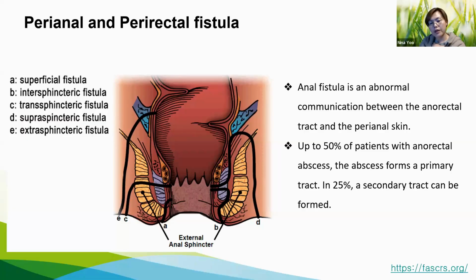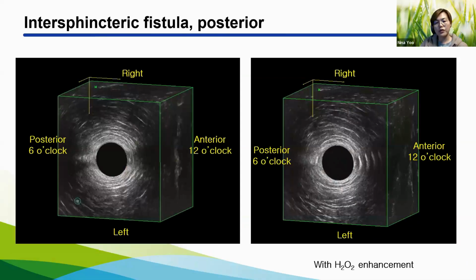Besides the abscess, you can also diagnose fistula. Well, if you consider abscess an acute form of an infection, fistula is a chronic infection. So chronic infection can create abnormal communication between the anorectal tract and the perianal skin, and the fistula can be named by the path that the tract courses through. I'll show you a few examples.